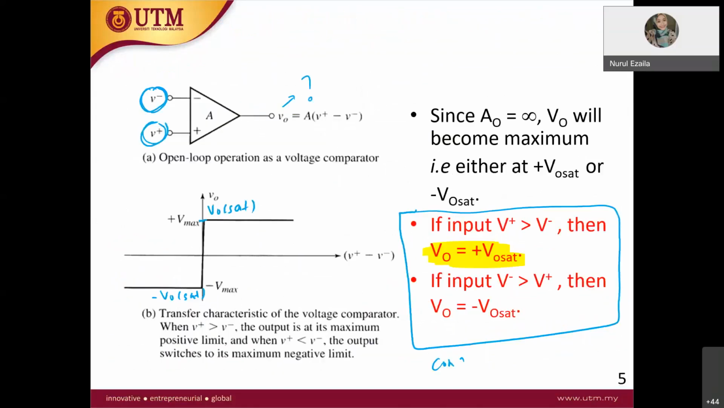So this is the condition of the comparator. If the input V minus is greater than V plus, therefore V out is equal to the negative V out saturation. We will look at the example, but to solve a comparator question, we need to apply this condition. Remember, only these two conditions will be applied in this non-linear op-amp.